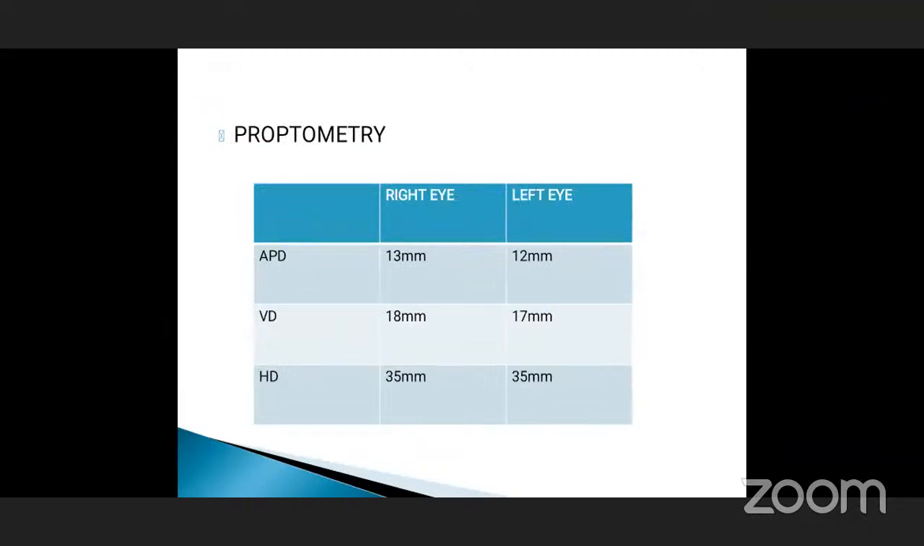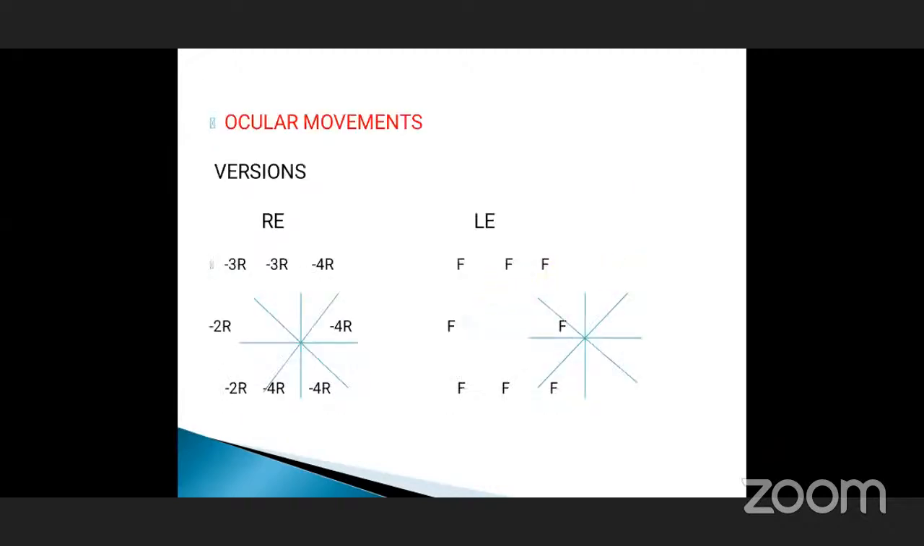Proptosis can be measured using an exophthalmometer, and it is within normal limits. Coming to ocular movements, in the versions of the right eye, levoelevation and levodepression are totally restricted, and dextrodepression is totally restricted, with minimum restriction of dextroelevation and dextroversion in the right eye. And this is the picture. The versions of the left eye are full in all directions.